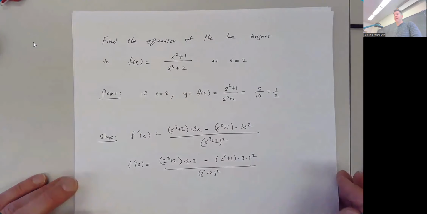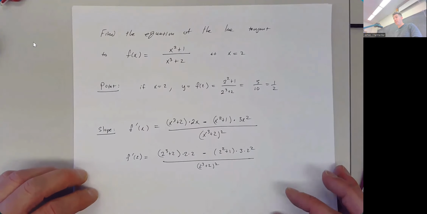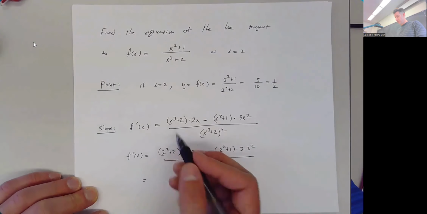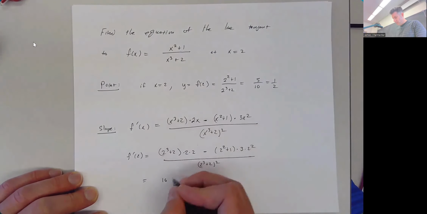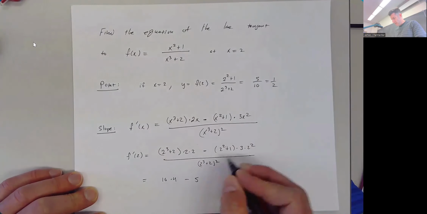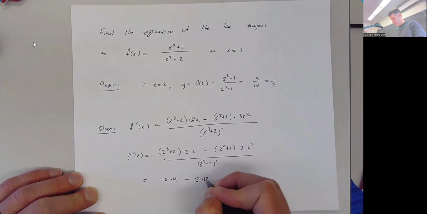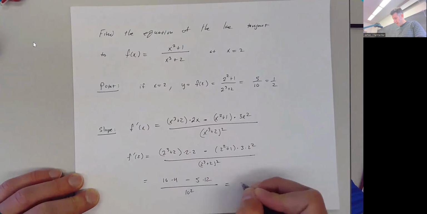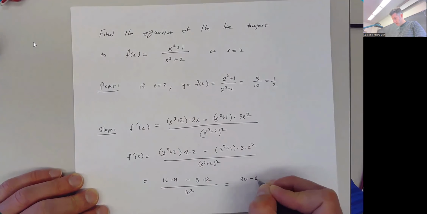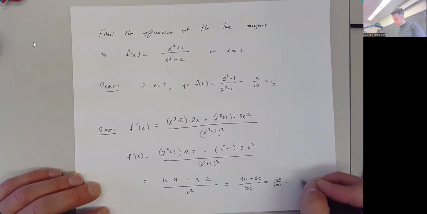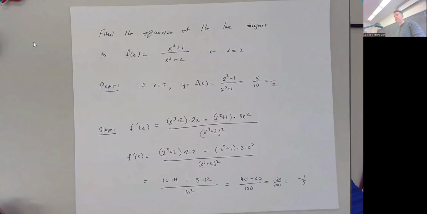I think you should do whatever level of mental math you are comfortable with and not write all this out. If I was doing this, I probably would have started by saying, oh okay, 2 cubed plus 2 is 10. 2 times 2 is 4. 2 squared plus 1 is 5. And 3 times 4 is 12. All divided by 2 cubed plus 2 is 10 squared. So I've got 40 minus 60 over 100. That's negative 20 over 100. That reduces to negative 2/10 or negative 1/5.